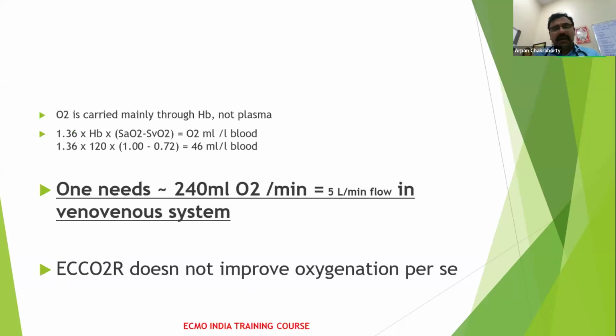Now, as we know, the ECOR needs only 240 ml of this oxygen per minute, and so with the 500 ml of flow, it is not possible to oxygenate the patient. So if you want to oxygenate, you have to put the patient on ECMO.